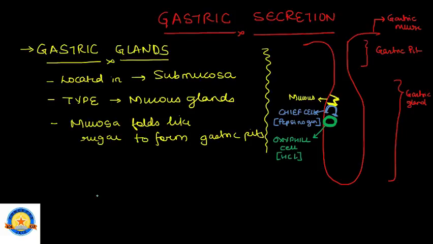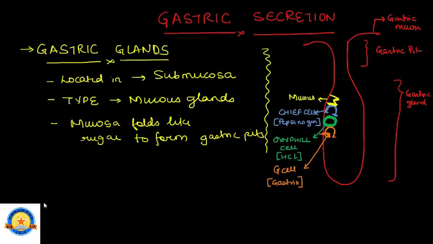Then comes the next cell which is called G cell. What does G cell produce? G cell produces another hormone which is called gastrin. So we will draw a G. So there is our G cell. What does it produce? It produces gastrin. Now, mucous cell secretes mucus, chief cell or zymogen cell secretes pepsinogen, oxyphil cells HCl, G cells gastrin.